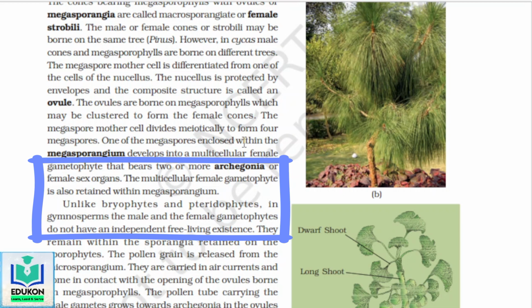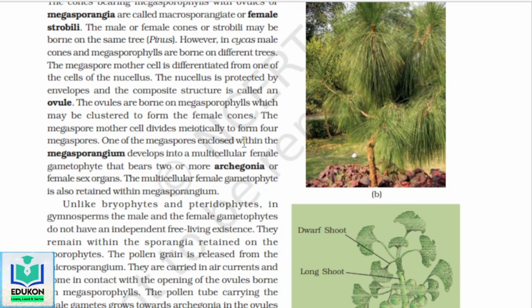The megaspore mother cell divides meiotically to form four megaspores. One of the megaspores enclosed within the megasporangium develops into a multicellular female gametophyte that bears two or more archegonia or female sex organs. The multicellular female gametophyte is also retained within the megasporangium. Everything occurs inside the sporangium.